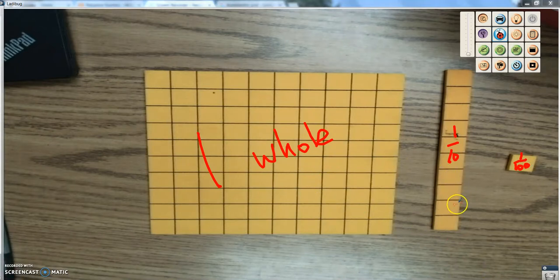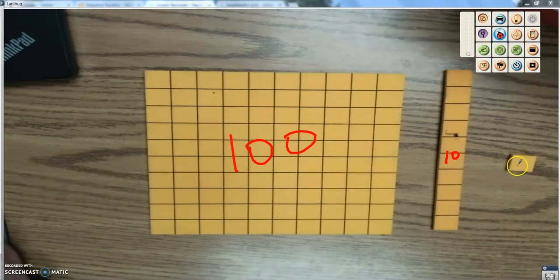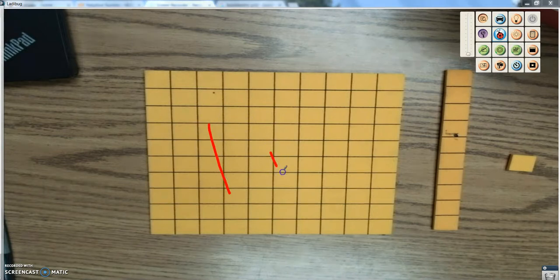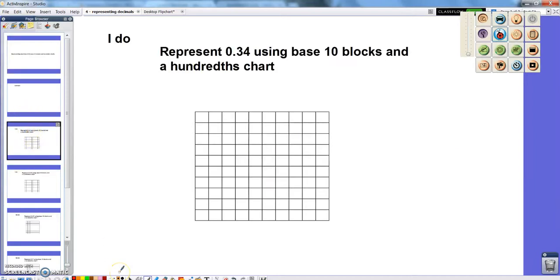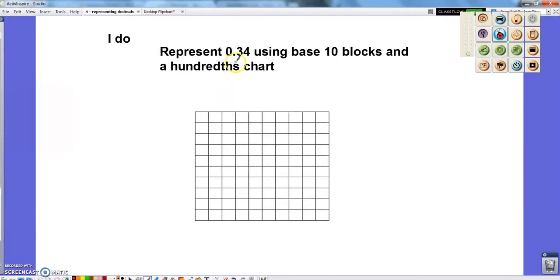So we're going to reverse that thinking today. Instead of thinking 100, 10, 1, we're going to instead think 1, 1/10th of that, and 1/100th of that. All right? So let's try this. Let's represent the decimal 34/100ths using base 10 blocks and a hundredths chart.